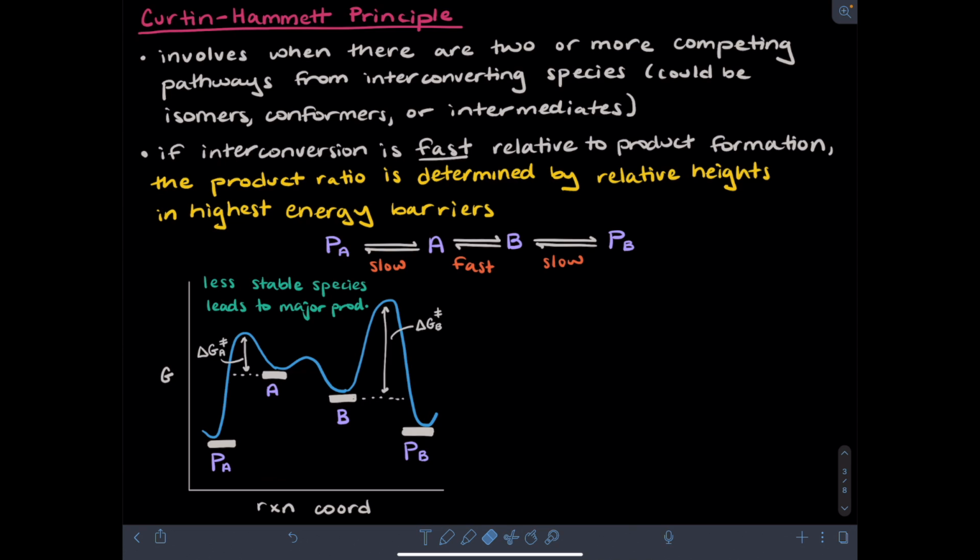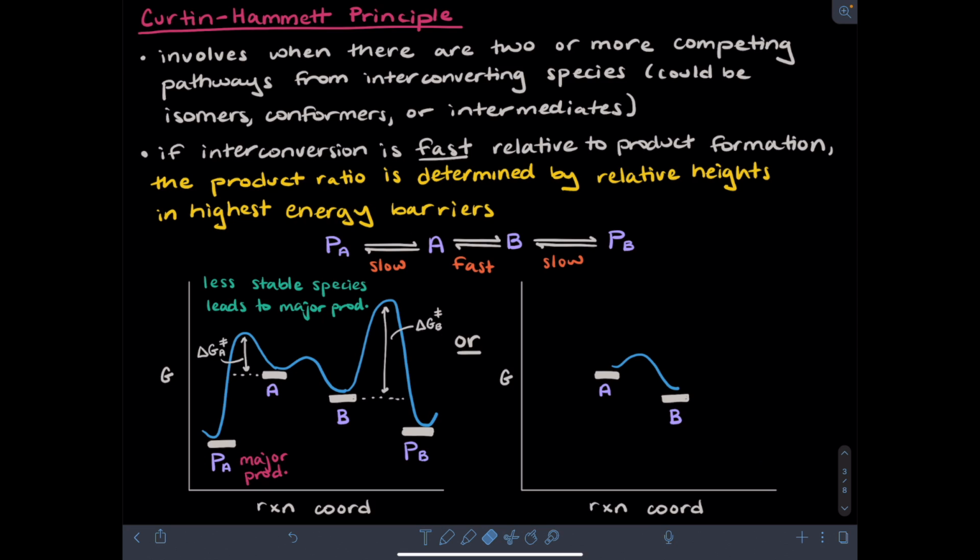This is a scenario that I've laid out in which the less stable species, A versus B, leads to the major product. Product A is the major product because, by the Curtin-Hammett principle, the major product arises from the lower reaction barrier, and it doesn't have to do with the energy of A or B.